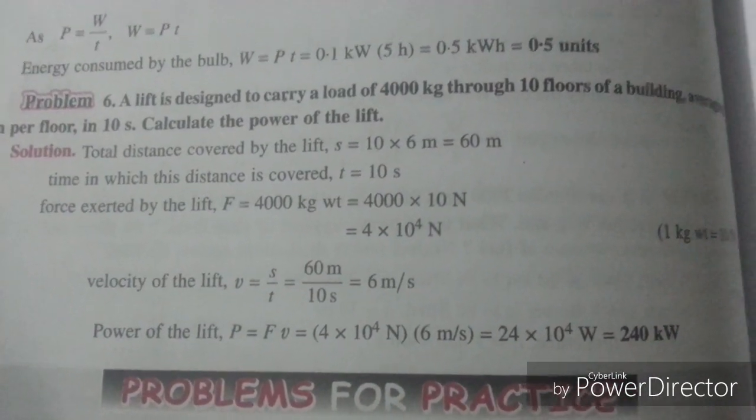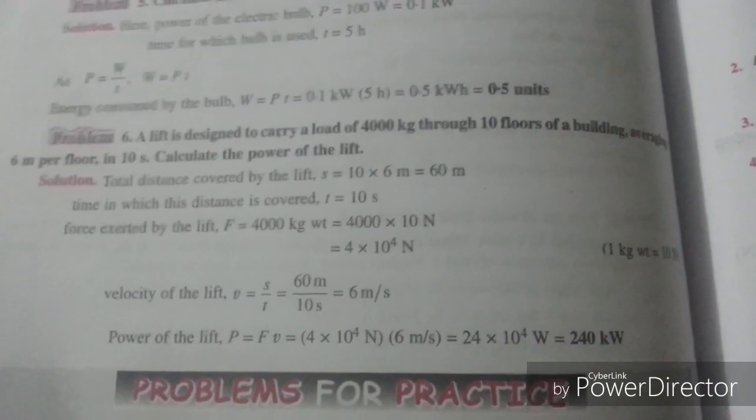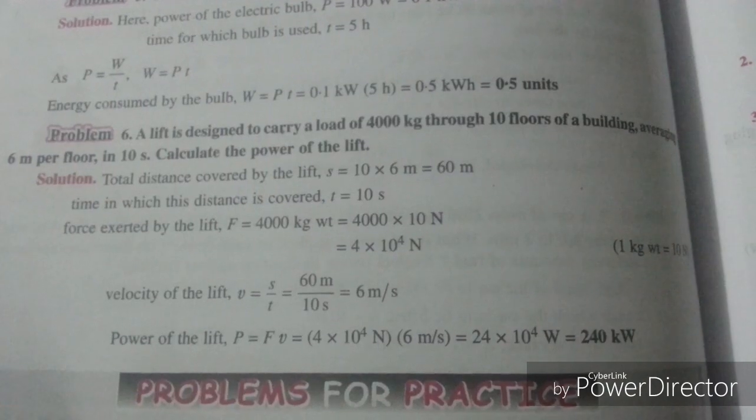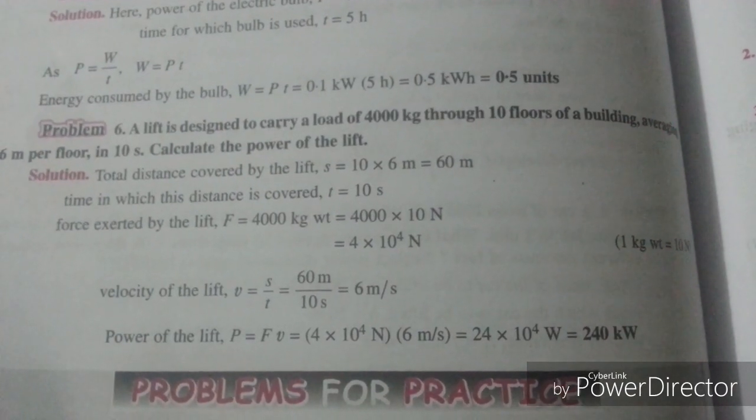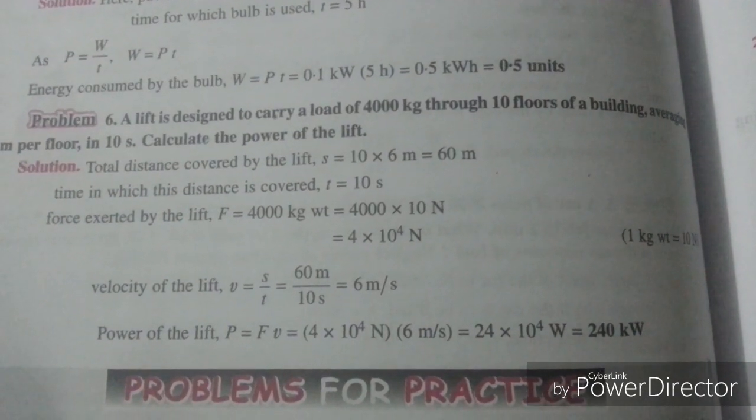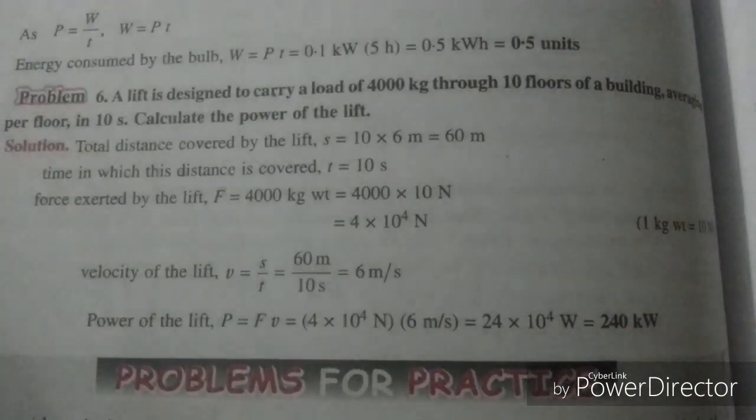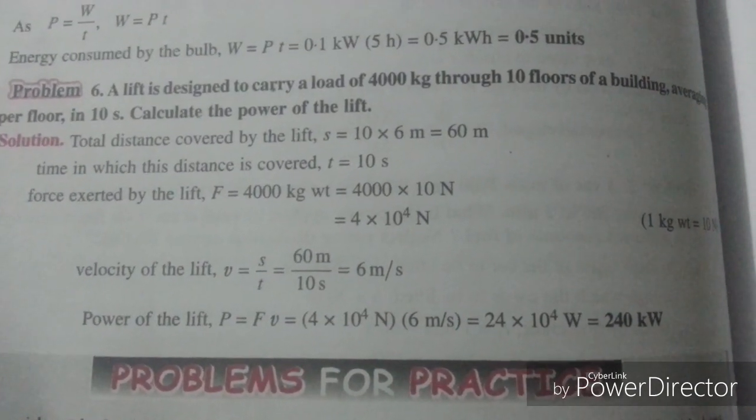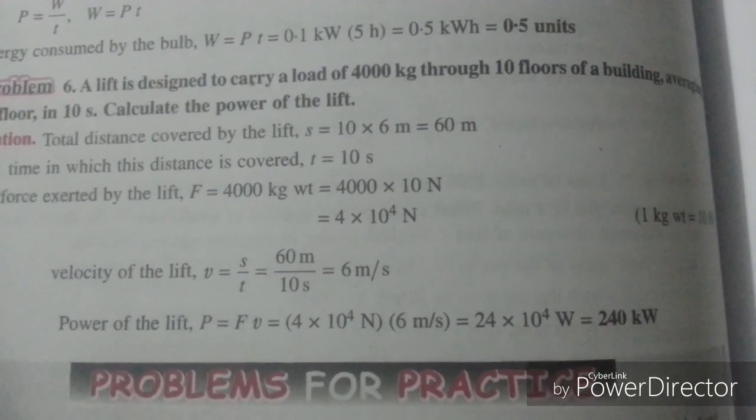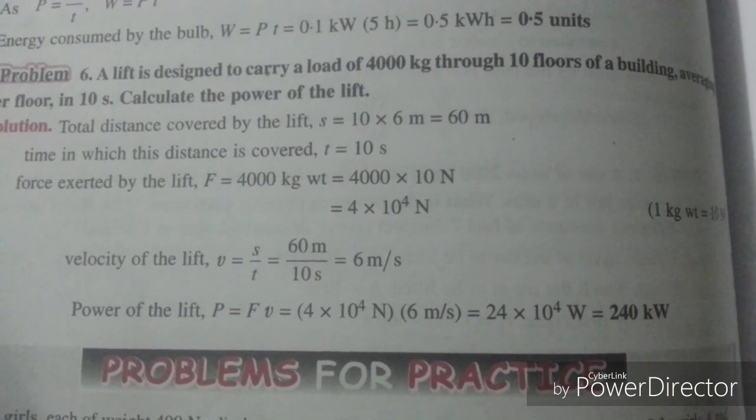A lift is designed to carry a load of 4000 kg through 10 floors of a building, averaging 6 meters per floor in 10 seconds. Calculate the power of the lift. So we are given the distance covered, 60 meters. Then we have the time, 10 seconds. Force we are given, and velocity we can find by distance upon time. Now power of the lift is force into velocity. So 240 kilowatts would be the answer. So this was the last question.